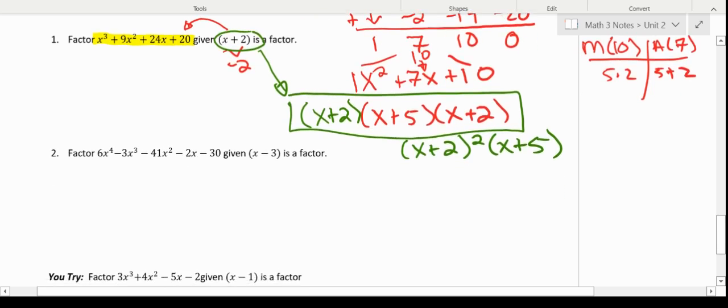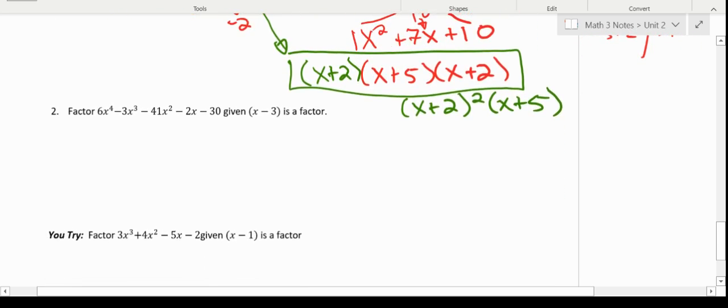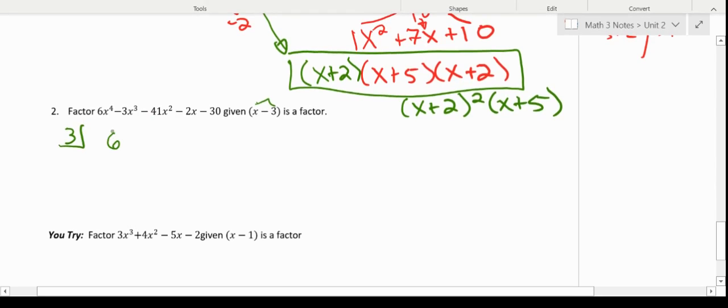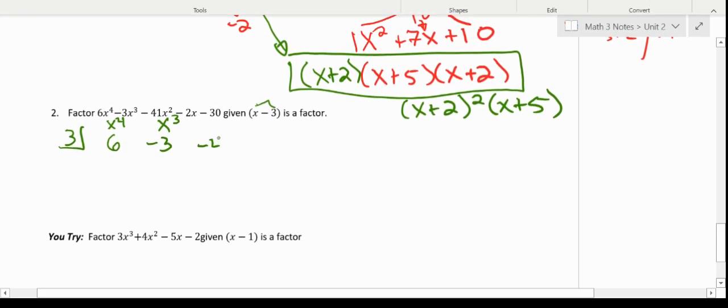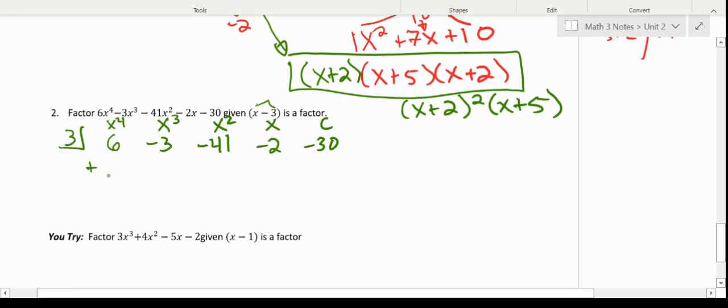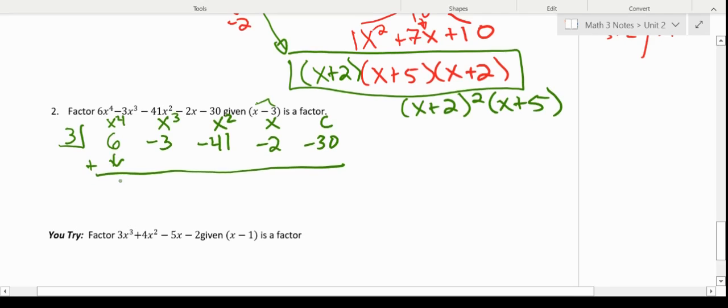For the last example, it's almost the same thing. So we're going to go ahead and do our synthetic division first. So I'm going to take the opposite, and that's going to be a 3. I have 6x to the fourth, negative 3x to the third, negative 41x squared, negative 2x, and then negative 30 is my constant. And then I'm going to go ahead and do my synthetic division.